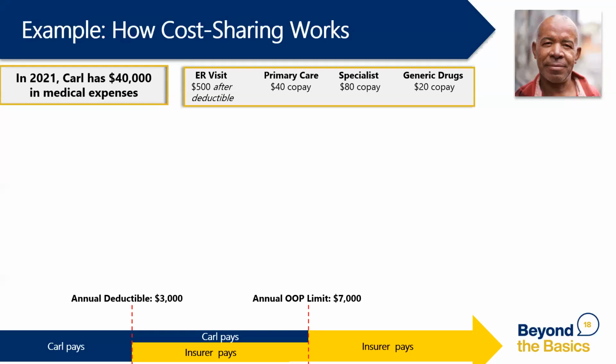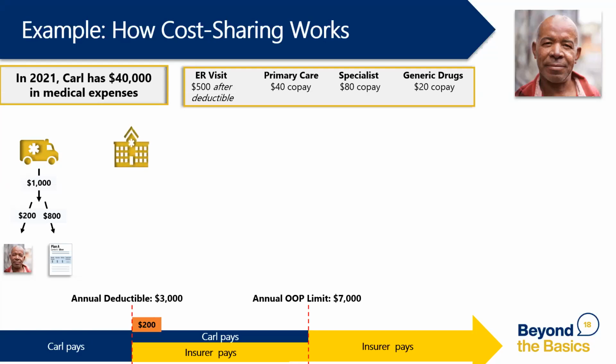So at the beginning of the year, Carl was feeling unwell and had to take an ambulance to the emergency room. The ambulance ride cost $1,000, and as we saw in the SBC, this plan covers ambulance rides before the deductible is met, but with a $200 copayment. So Carl will have to pay $200 for the ambulance ride, and that $200 copayment counts towards his out-of-pocket limit.